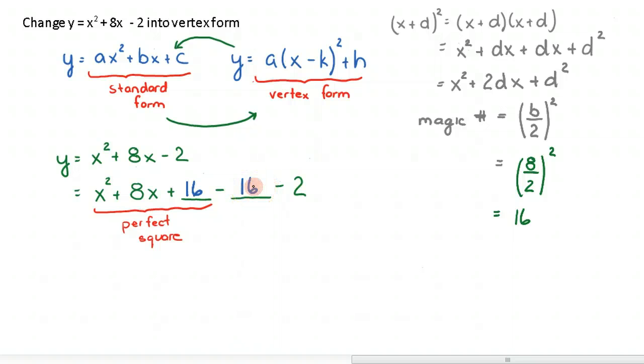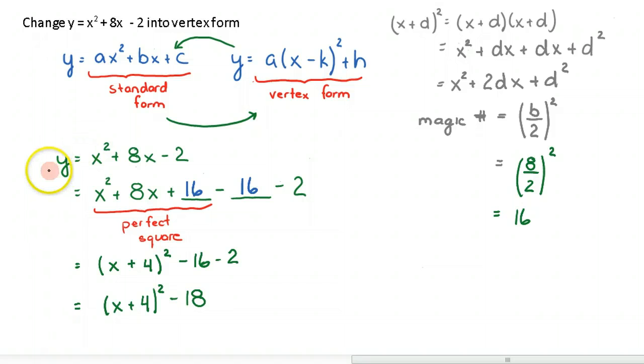This has no net effect on the actual quadratic relationship since I'm adding and subtracting the same value. But what it does do is it makes the first 3 terms represent a perfect square. So this factors to (x plus 4) all squared minus 16 minus 2. And then I can group these two like terms to give me (x plus 4) squared minus 18. And now what we end up with is our relationship, which was initially in standard form, in vertex form. And that is the step-by-step process to do this.